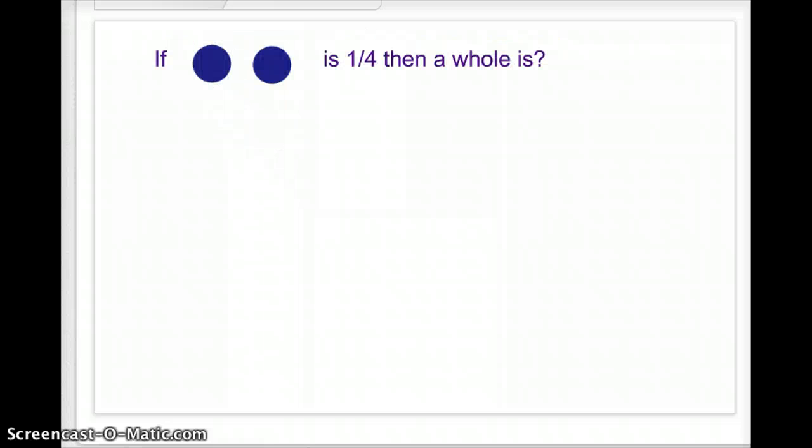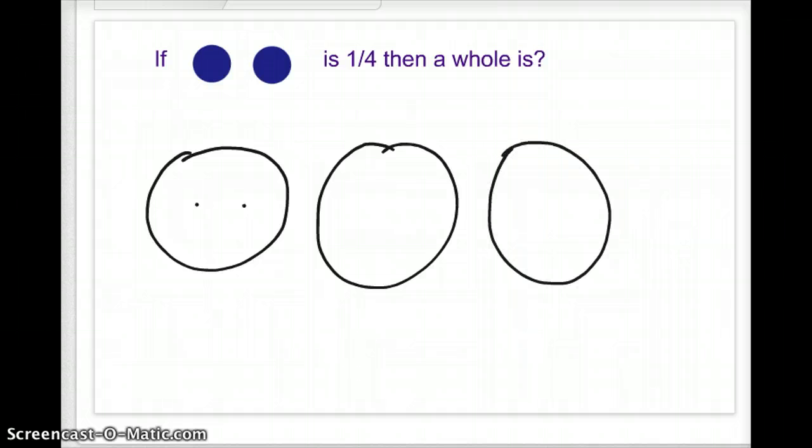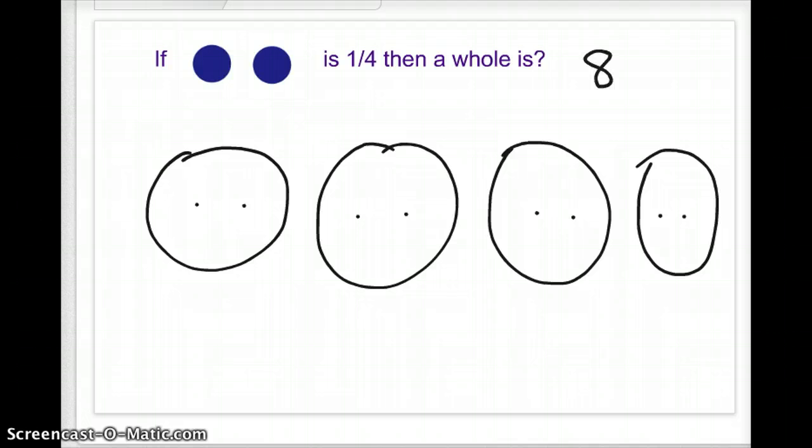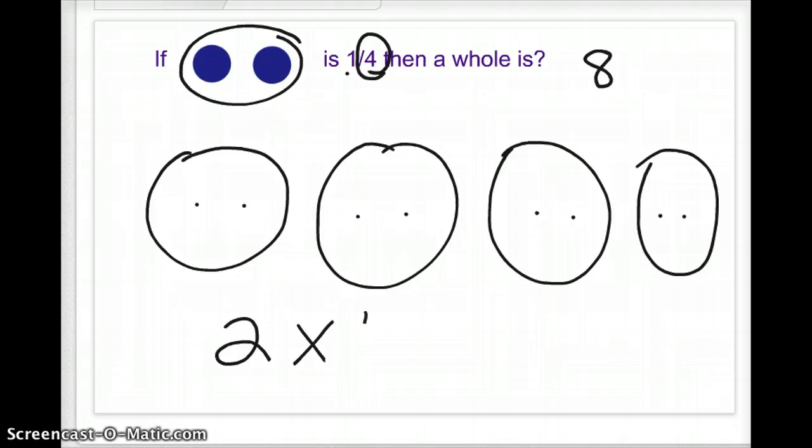Now what if we have a set of counters? If 2 counters is equal to 1/4, then a whole is what? Well, this is the same as saying that 1 group out of 4 is equal to 2 dots. I need to have 4 groups total, with 2 in each one. So if I count it up, I get a total of 8. Another way I can do this is if I know that 1 group is equal to 2, I can multiply that by 4, which is the number of groups, and get the answer of 8.